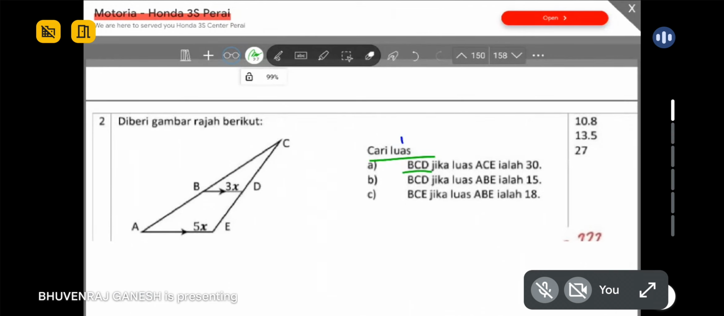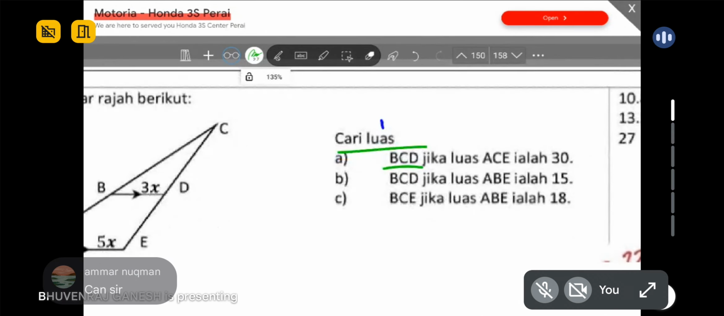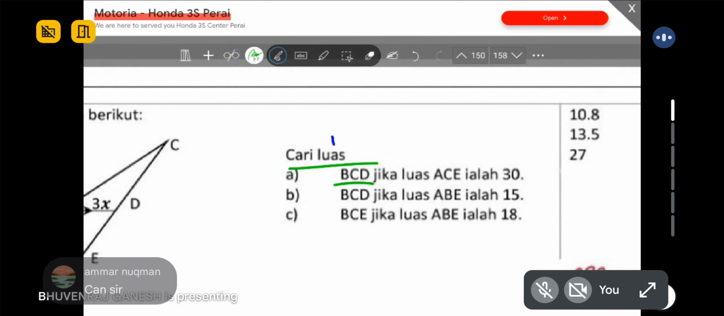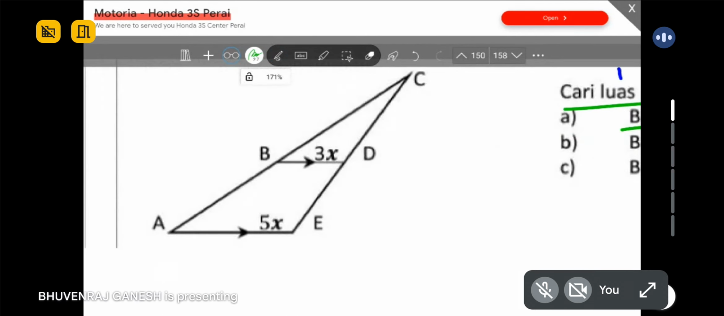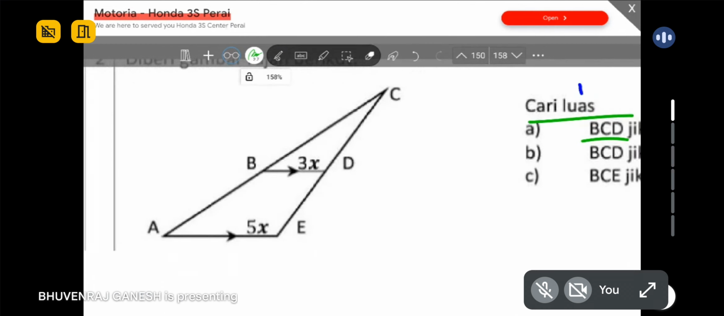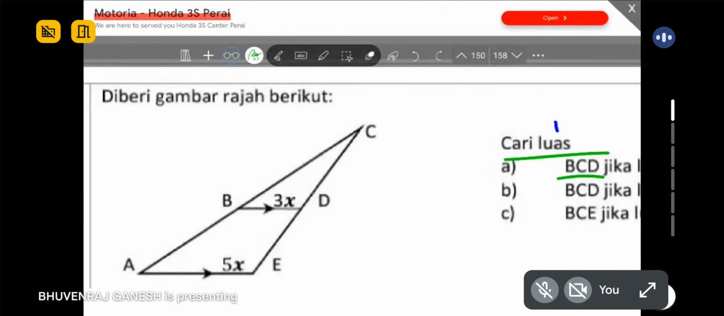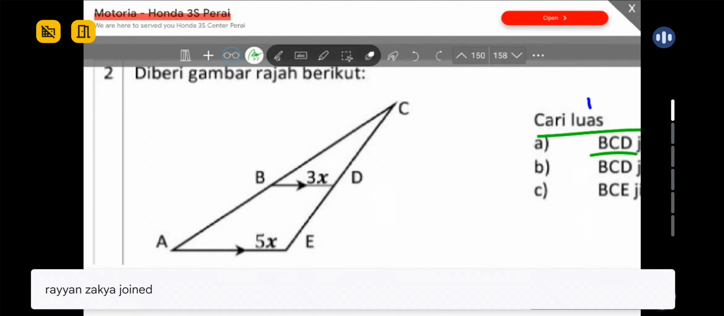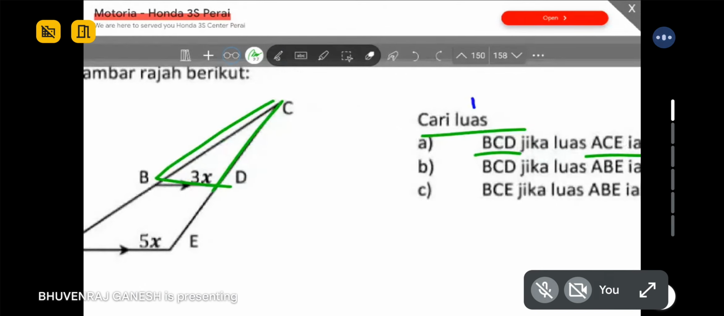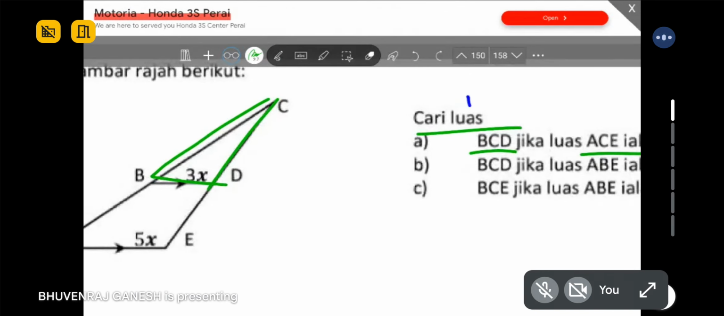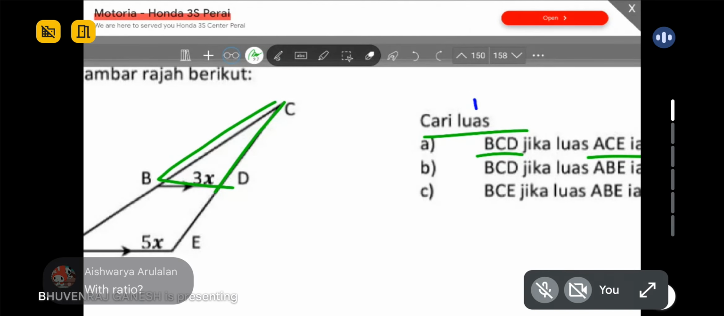Okay, so question number 2. The question asks you to find the area of BCD, guys, and they tell you the area, luas, of ACE is 30. So very simple. They tell you the area of triangle ACE is 30, and they want you to find only BCD. It's a good question. So how are you guys going to solve this? Anyone got an idea? Macam mana nak selesaikan? Think and see, guys. Cuba fikir. What is the concept?